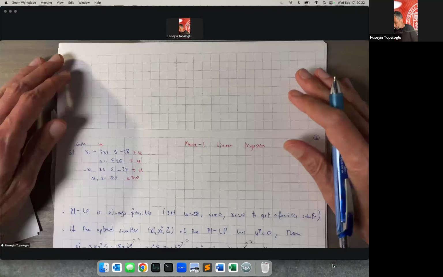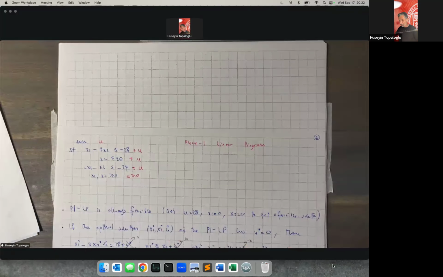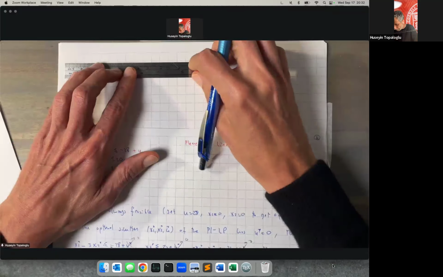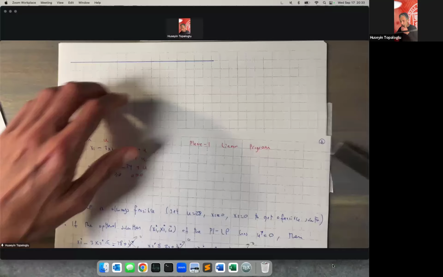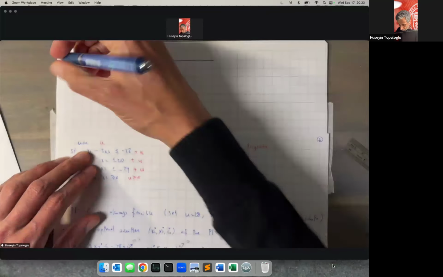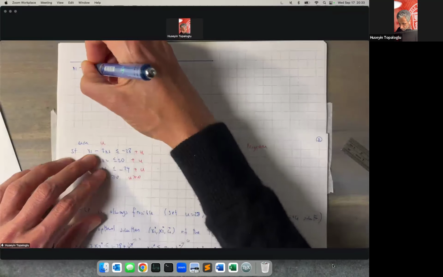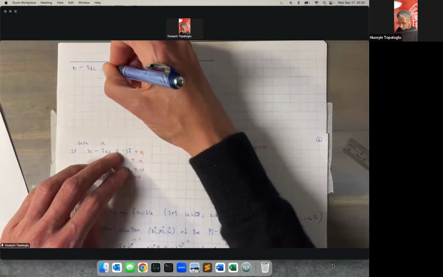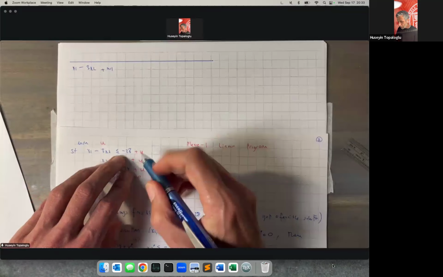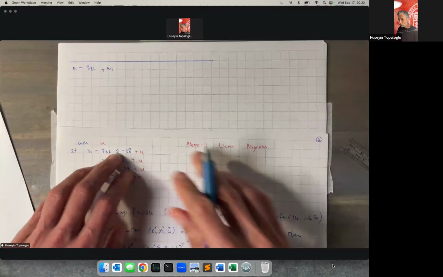Let's write the system of equations that we need to solve the phase 1 linear program. Let me start with the constraints. x1 minus 3x2, add the slack for the first constraint, w1, so that this inequality constraint becomes an equality.